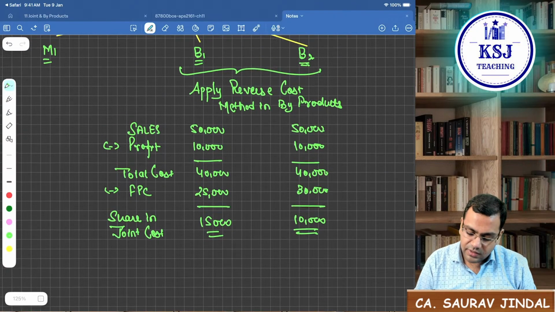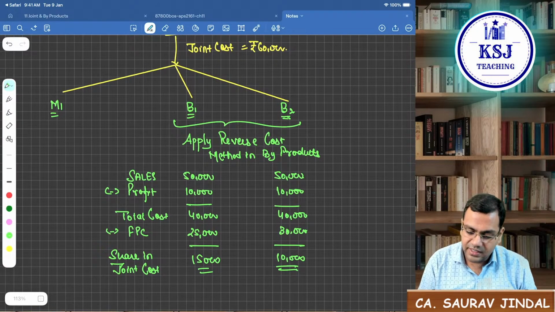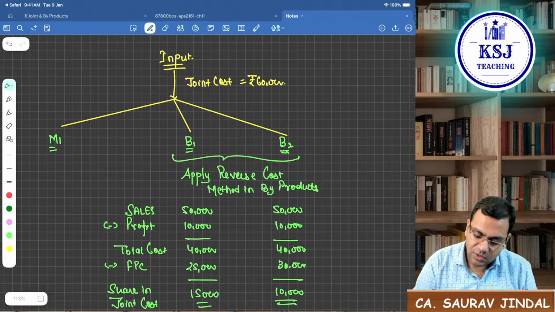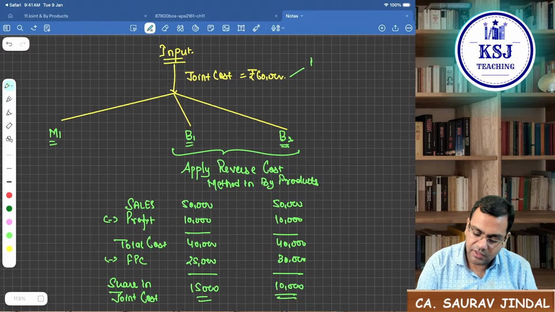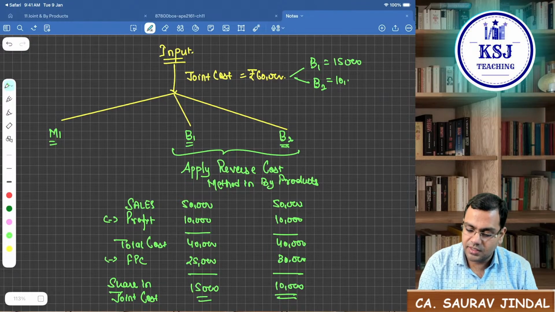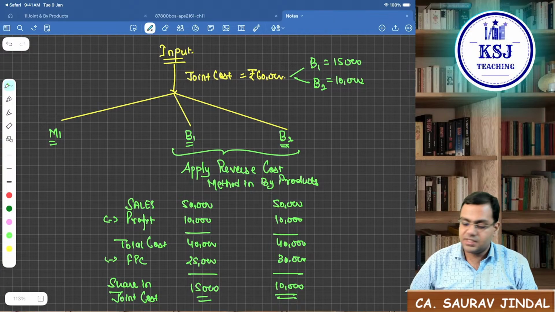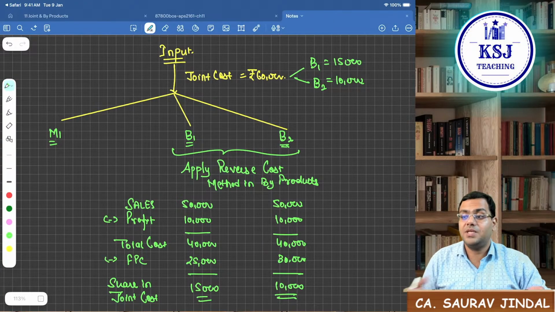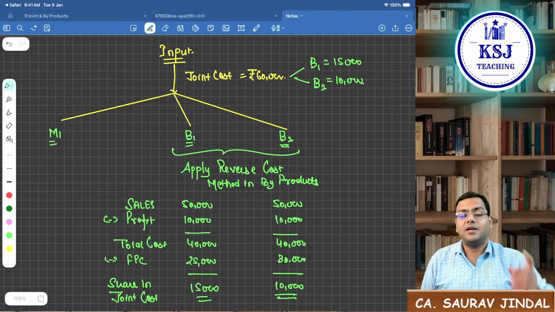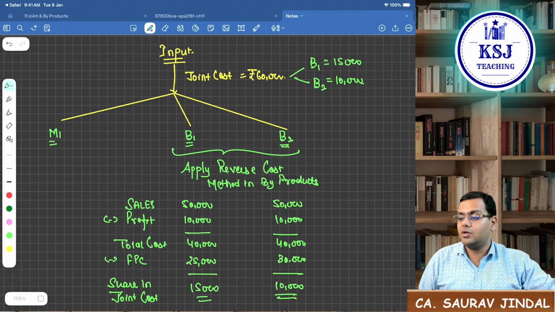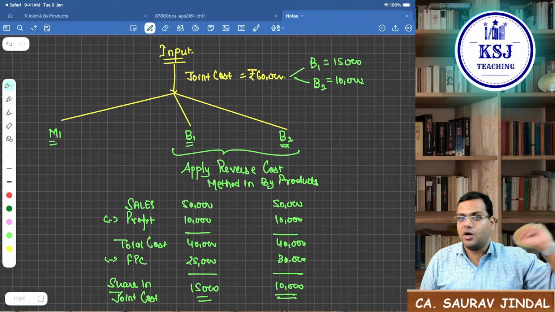This share in the joint cost reflects that, in this 60,000 of joint cost, the share of the product B1 is 15,000 and the share of the product B2 is 10,000. So out of this 60,000, 25,000 is done. What is left is 35,000. That 35,000 is the share in the joint cost of the main product.